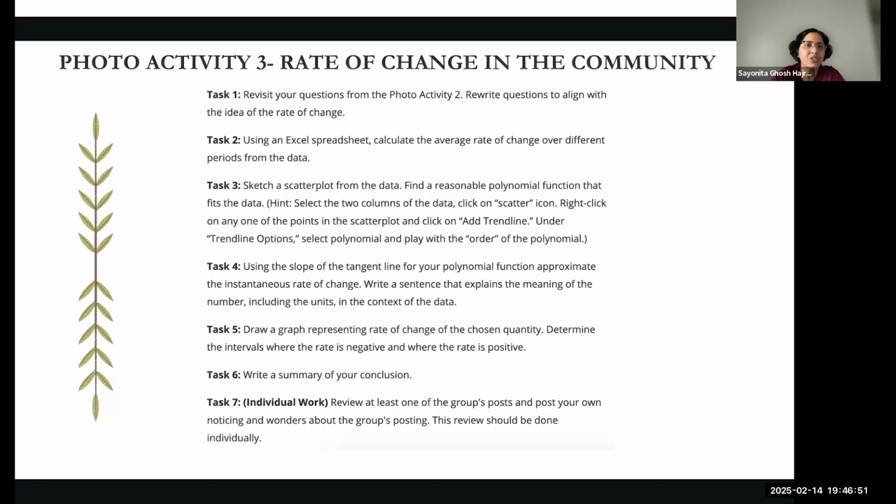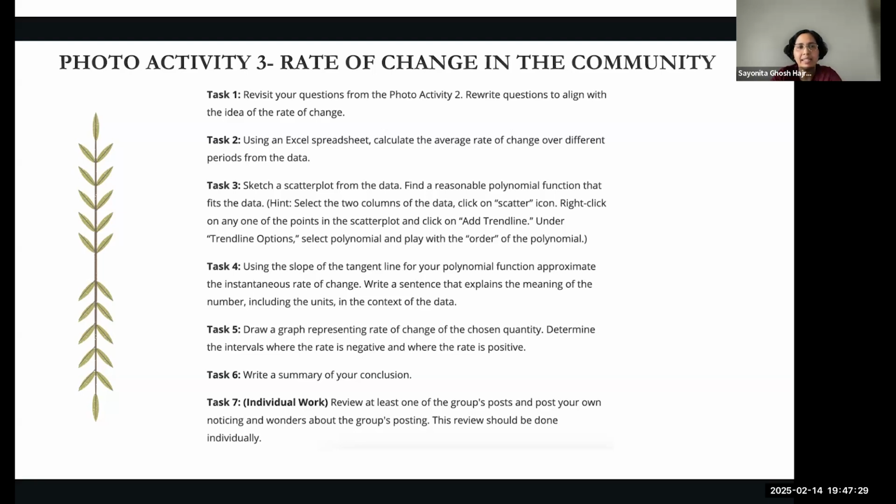Then they were asked to, using an Excel spreadsheet, calculate the average rate of change over different periods from the data, and then sketch a scatter plot from the data and find a reasonable polynomial function that fits the data. And then they were asked to use 2 different ways to calculate the instantaneous rate of change and then write a sentence that explains the meaning of the number, including the units, in the context of the data. And they were also asked to write a summary of their conclusion.